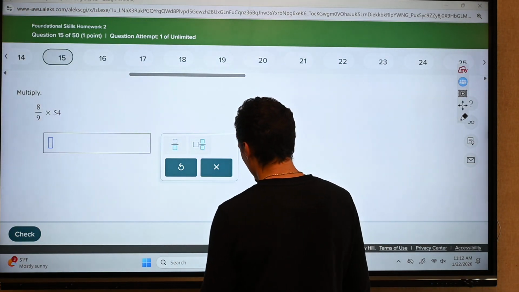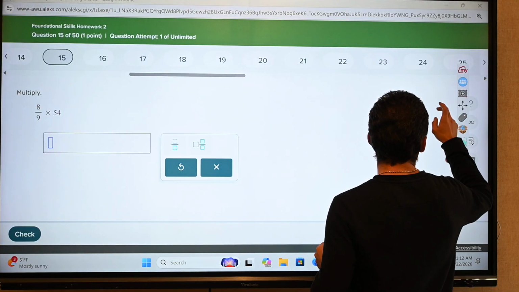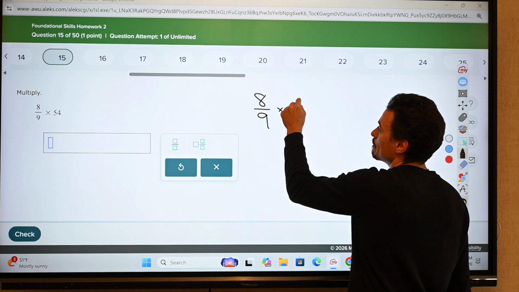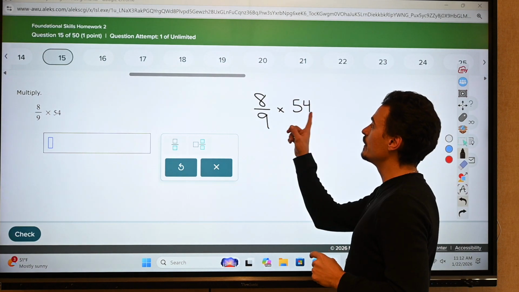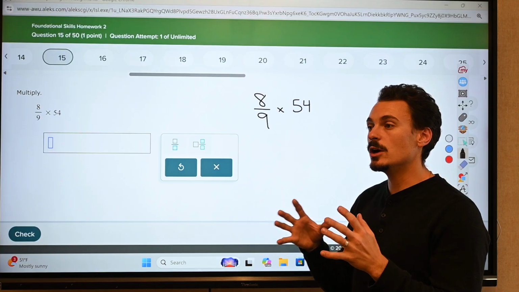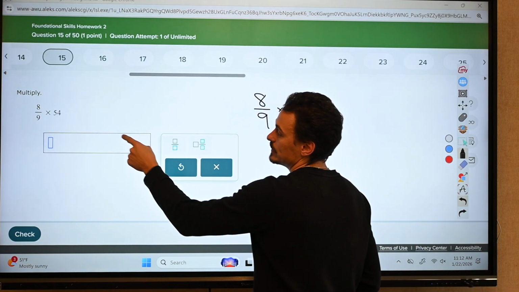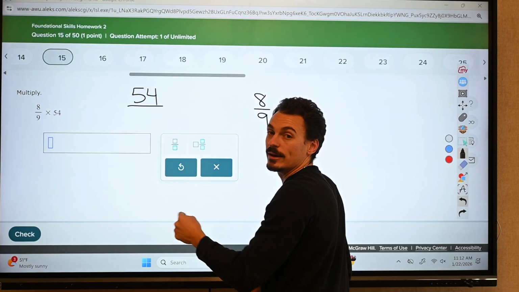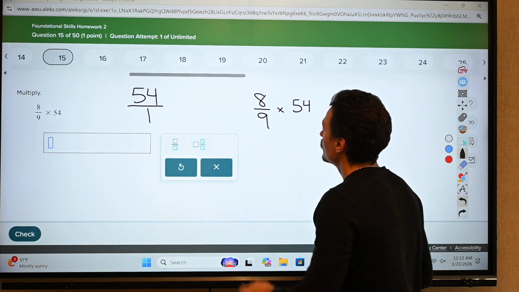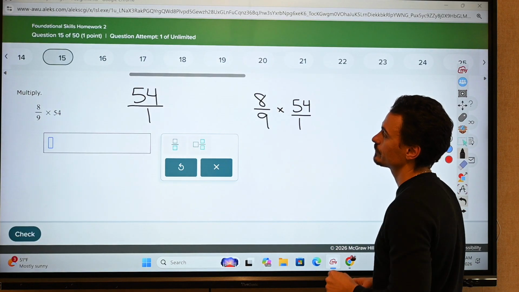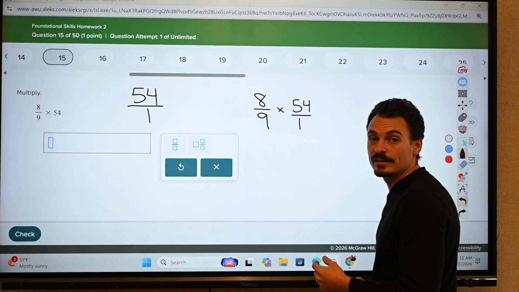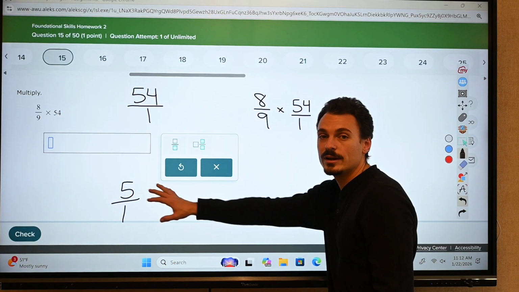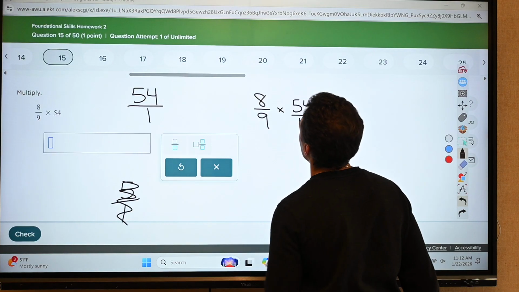So what we're going to do when we multiply fractions is we need to make sure that both of the numbers are a fraction. So you need to know the fact that every single whole number, like 54 for example, can be written over 1. So I can write 54 over 1. Okay? If I had the number 5, 5 can be written 5 over 1. So every number can be written over 1.